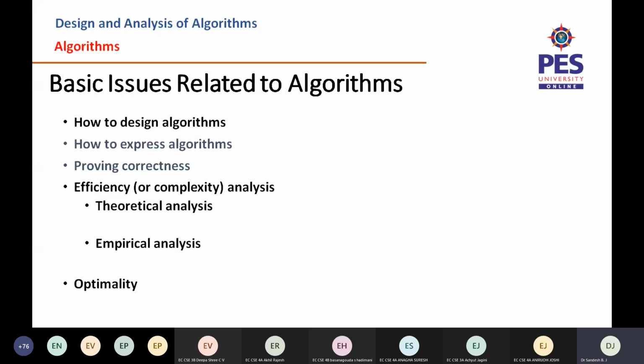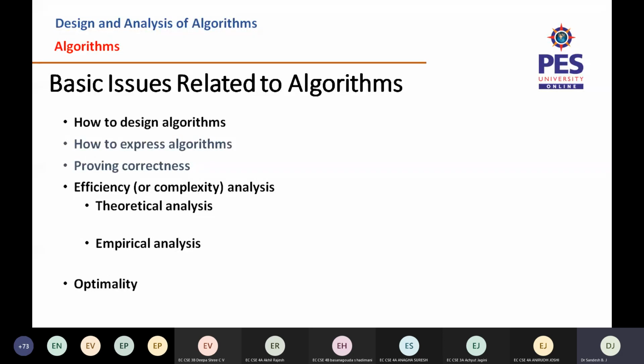So the basic issues related to algorithms are how you are going to design an algorithm, how to express this algorithm, and once an algorithm is developed, you are also seeing how to prove the correctness of this algorithm. You will also do the complexity analysis of the algorithm. The two kinds of complexities you are going to see are theoretical analysis and empirical analysis.